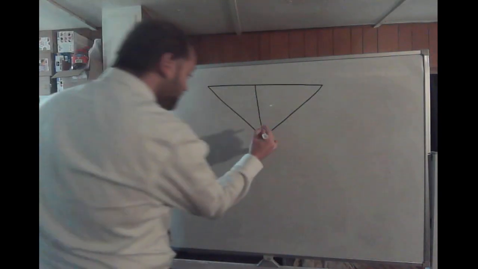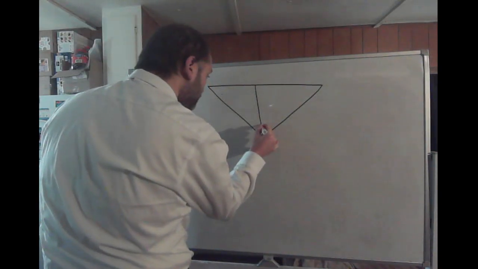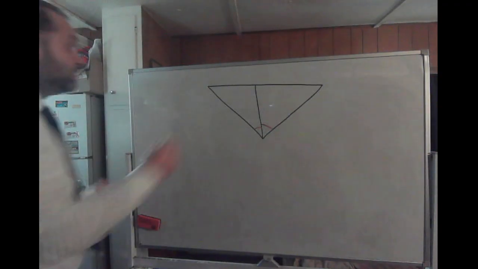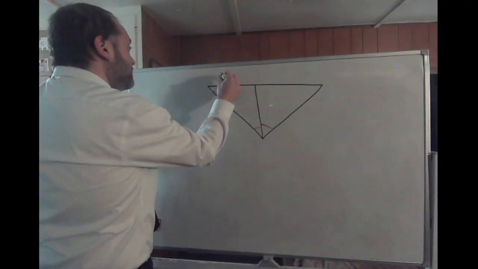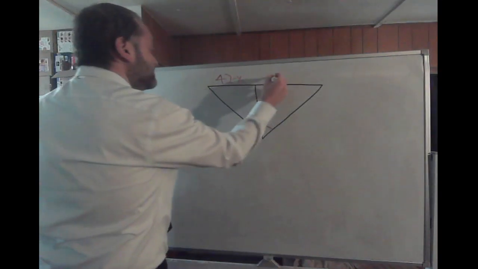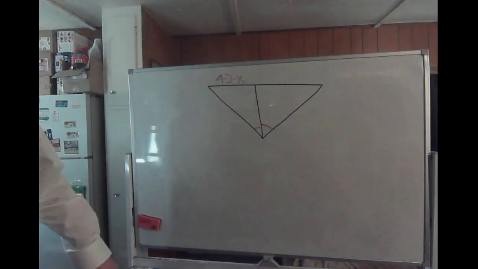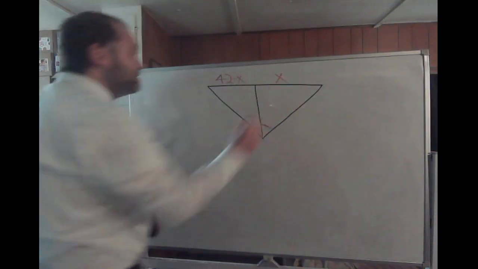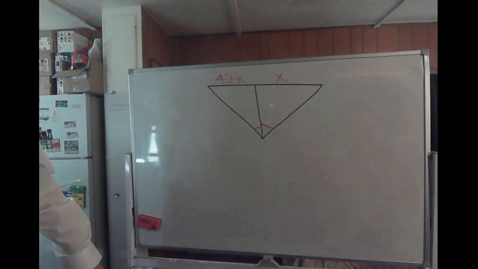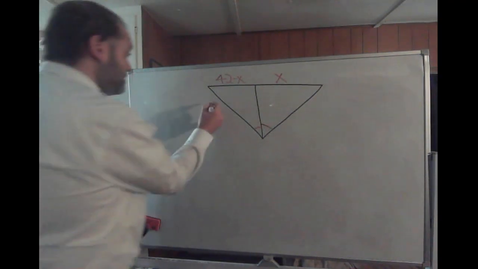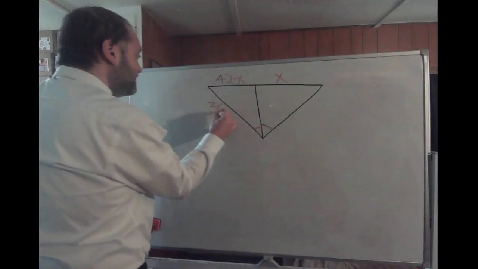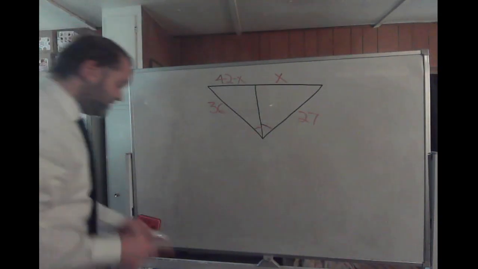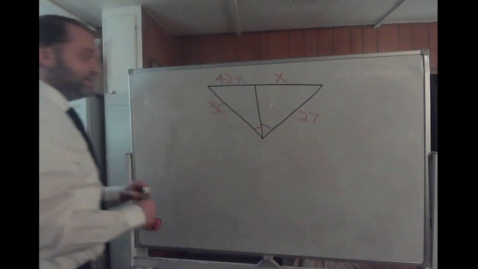Alright, so here is the bisected angle. Let's see what they give us here. This is 42 minus x on the left. This is just x here on the right. Let's see what else they give us. Length of 36, length of 27. Okay, so another exercise with the Triangle Angle Bisector Theorem.